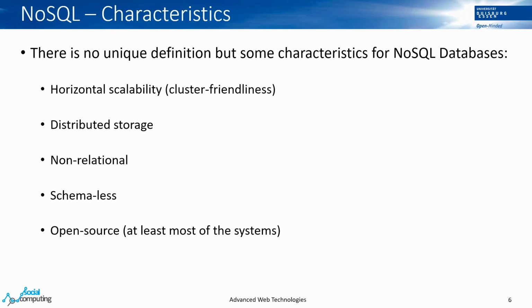These NoSQL databases don't have a unique or fixed definition. However, they are defined by certain characteristics. For example, in terms of scalability, there are two types: vertical scalability and horizontal scalability. Vertical scalability is used in a traditional system where, if you want to improve the performance or increase the capabilities of a database, you increase the resources available to the system.